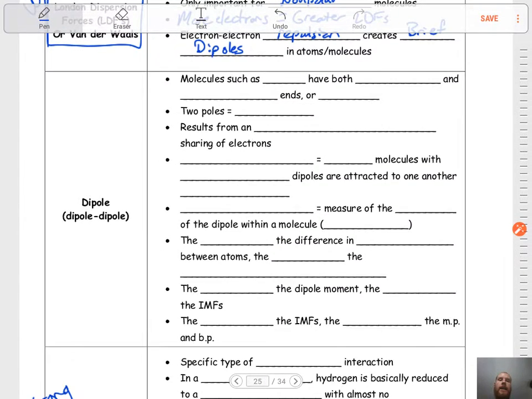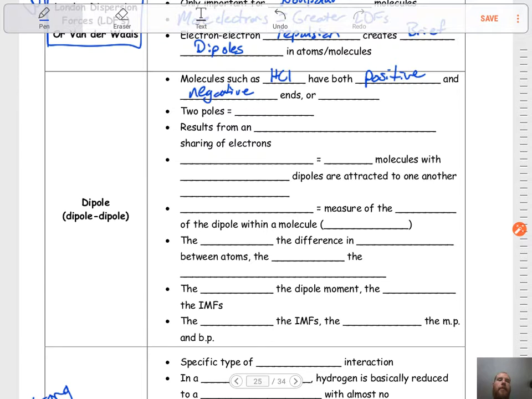All right, the next one are dipole forces, or dipole-dipole. These are in molecules such as HCl, where you have both positive and negative ends. So again, looking at your structure is going to be the first place to start. Draw the structure out. Don't be too lazy to do that. It doesn't take more than like 20-30 seconds to draw a structure at this point.